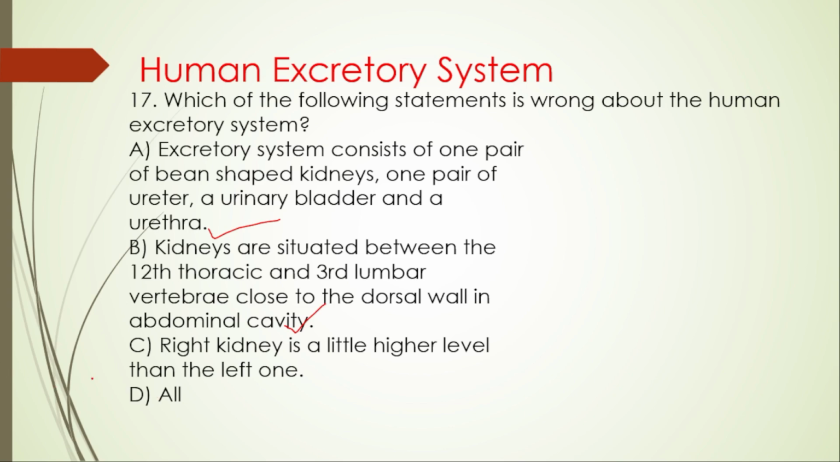And then C, the right kidney is at a little higher level than the left one. This one is wrong. In humans, the right kidney is slightly lower than the left kidney, not higher. Because of that, the statement is wrong. He is asking for the wrong one, so the right option is C.